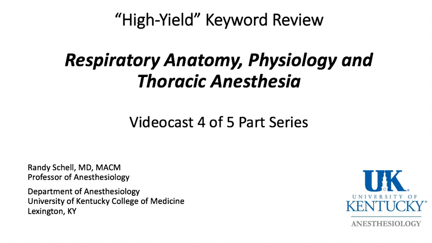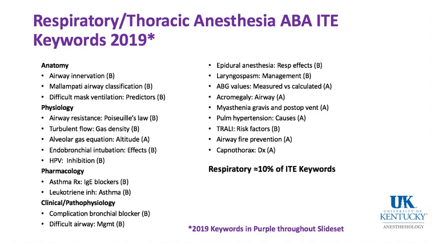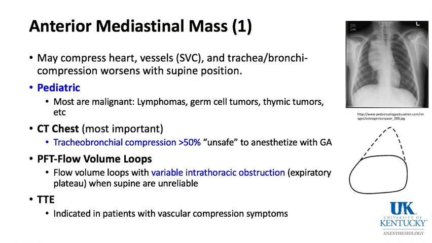This is part of our high yield keyword review. It's part 4 of a 5-part series on the topics respiratory anatomy, physiology, and thoracic anesthesia. As a reminder, we're covering keywords published by the American Board of Anesthesia, actually over about the last 12 years, but from the last year, 2019, these are the keywords that are represented in purple throughout the 5-part slide set. Respiratory keywords make up about 10% of all the in-training exam keywords. And we'll start right in on our next one, which is anterior mediastinal mass.